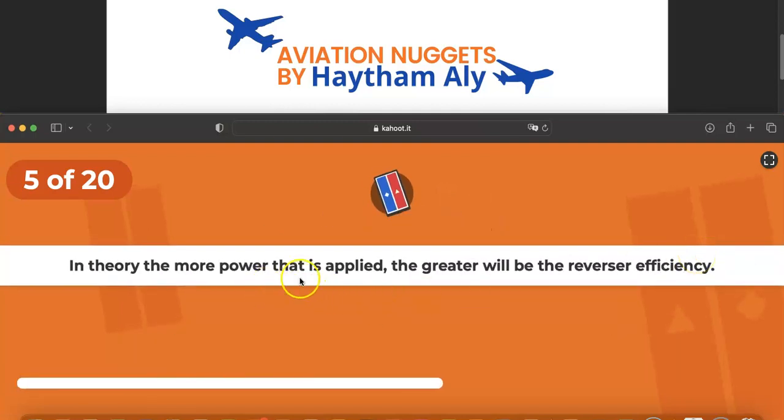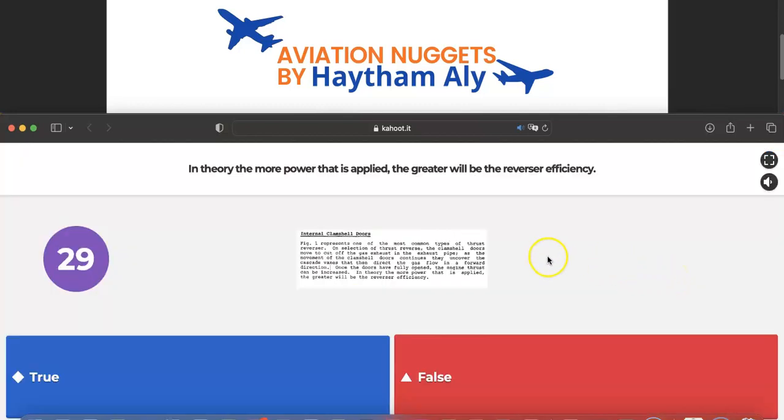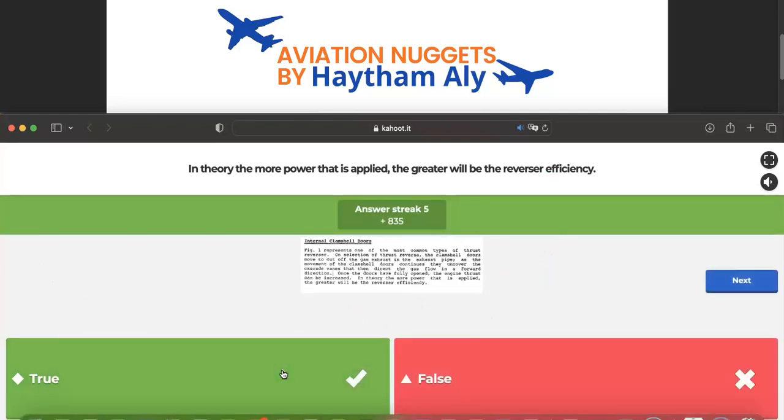In theory, the more power that is applied, the greater will be the reverser efficiency. Yes, this statement is very true.